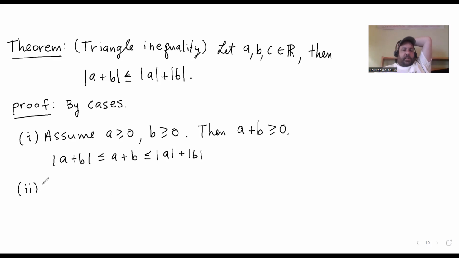The next easy case is assume that they're both negative or 0. So assume A less than or equal to 0, B less than or equal to 0.